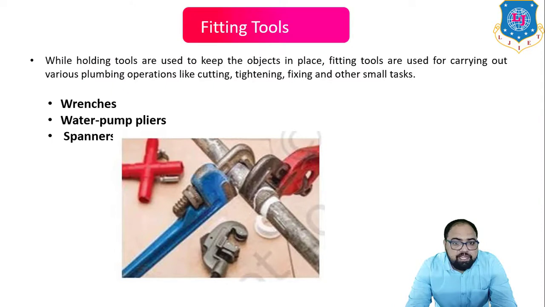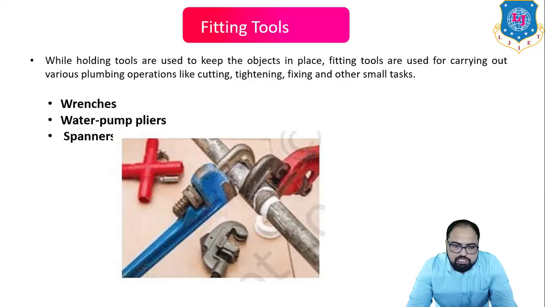The next is the fitting tools. Fitting tools are used for carrying out various plumbing operations like cutting, tightening, fixing and other small tasks. In fitting tools there are three types of components used. The first one is the wrenches, the second is the water pump pliers and the third one is the spanners.